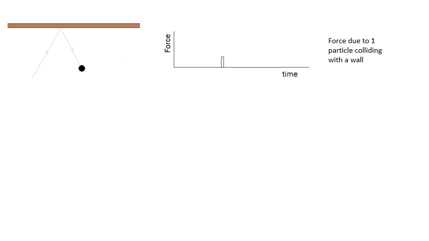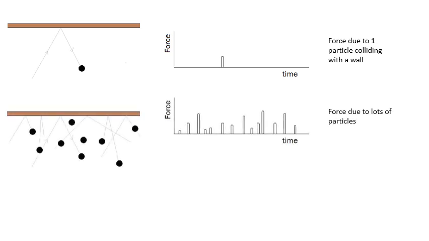contact with the wall. Now, what would the graph look like if there were lots and lots of balls coming in different directions, traveling at different speeds, colliding with the wall? The graph would look something like this. Lots and lots of balls, different speeds, different directions, banging up against the wall, lots of little blips, different sizes.